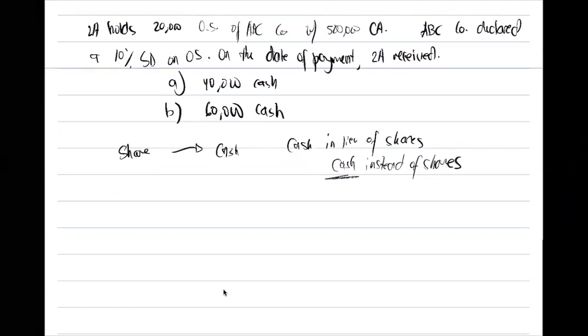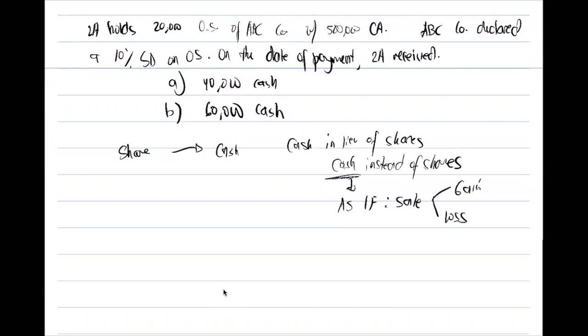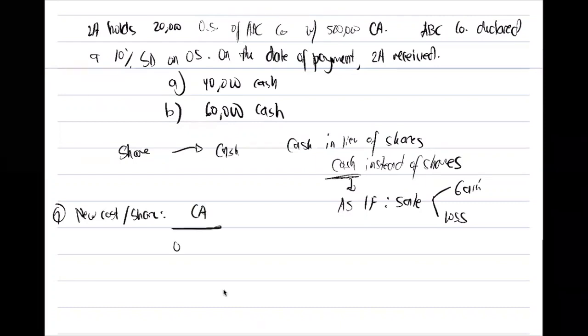Since what we receive here is cash, take note again, we account as if there is a sale to compute for any gain or loss. So how to compute for your gain or loss? First, you compute for your new cost per share. To compute for your new cost per share, you get the carrying amount and divide it by the original shares plus stock dividend.